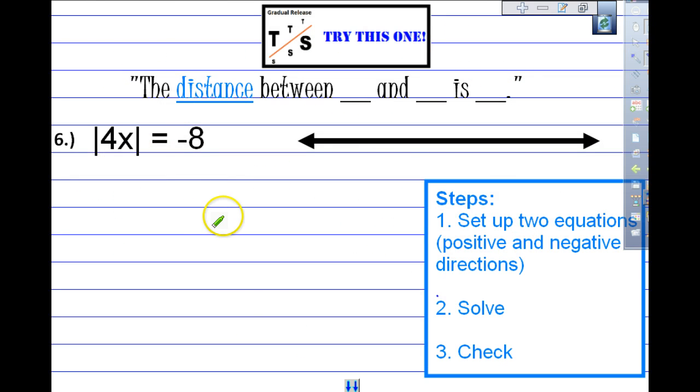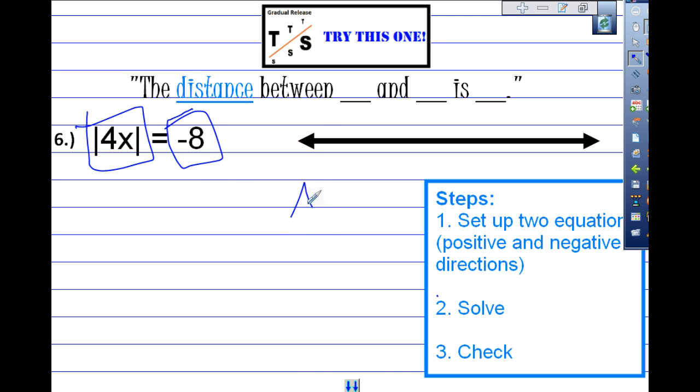Moving on, real fast, what is this? No solution. Distance cannot be negative. I knew that one. Doesn't matter about this 4, no difference. Okay?